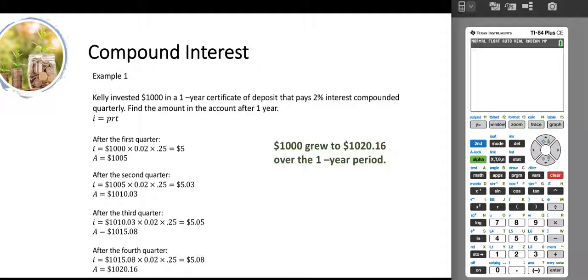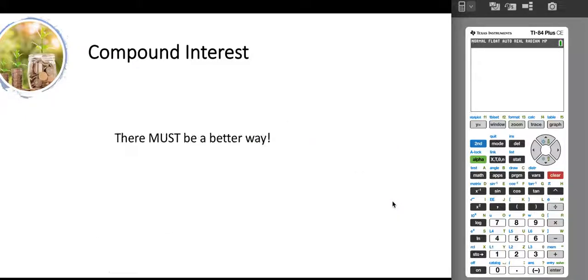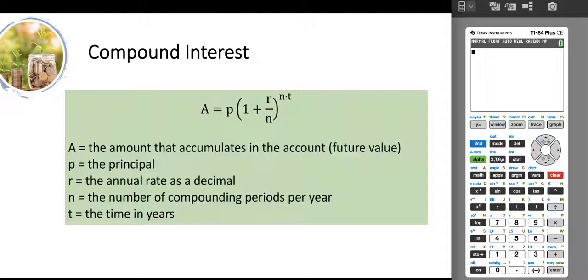So notice this $1,000 grew to $1,026 over the 1 year period. Now, with simple interest, it would have only grown to $1,020. So you ended up earning 16 more cents in interest. Okay, too long. Takes too long to do that. We don't want to use the simple interest formula. There has to be a better way. And there is. That's the compound interest formula, which is written here.